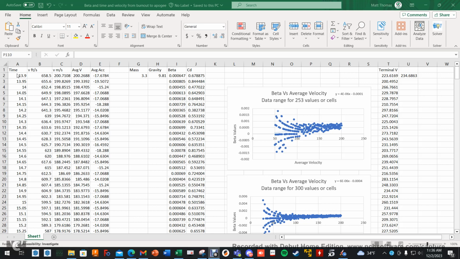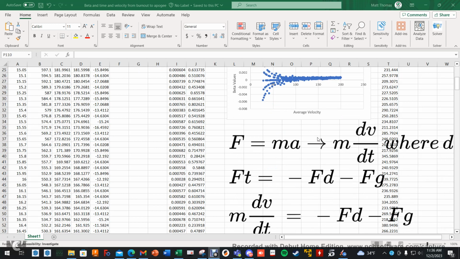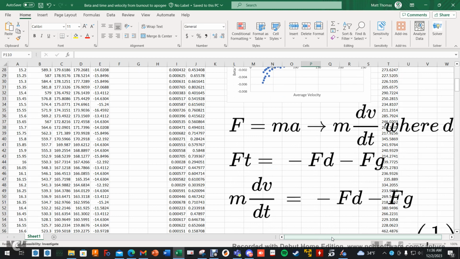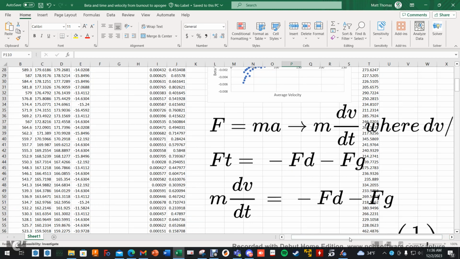Okay, so with that in mind, we have our velocity in different units. We have our average velocity and our average acceleration, our mass, our gravity, and then this thing called beta. So what the heck is beta? Well, let's look into that. So, let's look at the derivation first. Okay, so this is how it's kind of derived.